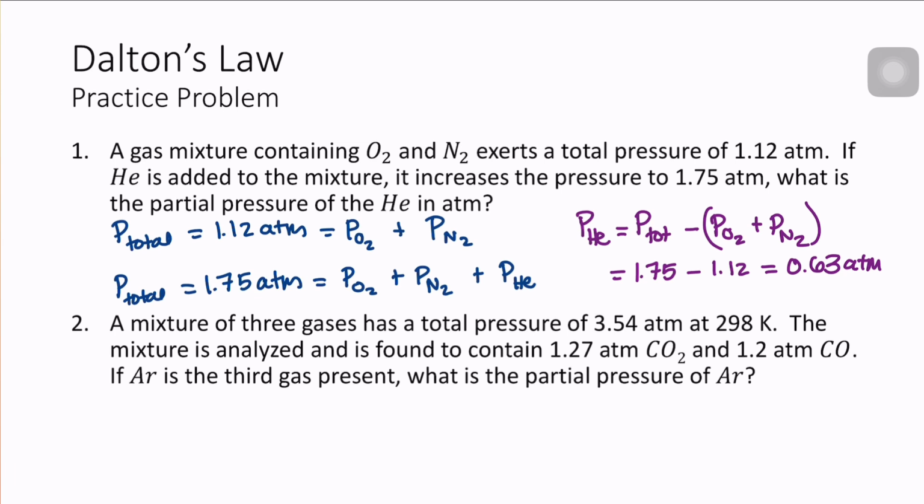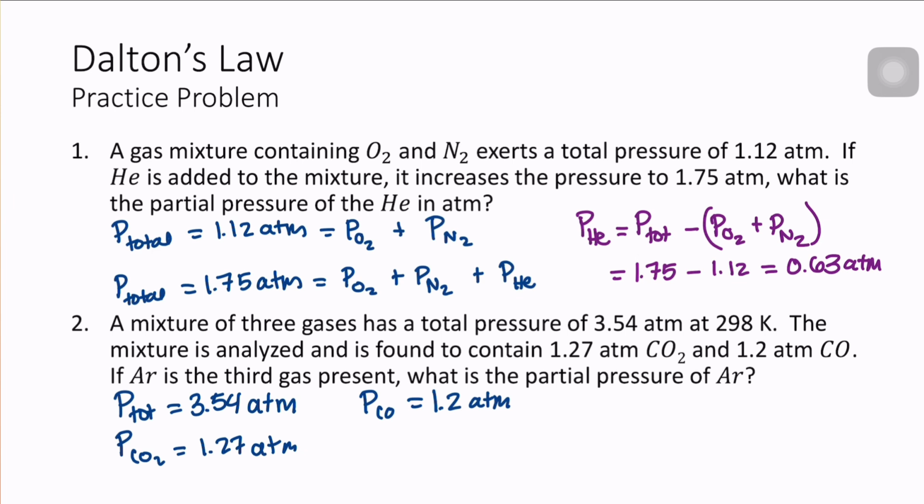In the next example, we have a mixture of three gases with a total pressure of 3.54 atmospheres. So P total is equal to 3.54 atmospheres. The mixture is analyzed and found to contain 1.27 atmospheres carbon dioxide, so PCO2 is equal to 1.27 atmospheres, and 1.2 atmospheres of CO. So the partial pressure of my carbon monoxide is 1.2 atmospheres. If argon is the third gas present, what is the partial pressure? So that's what I'm going to be solving for.